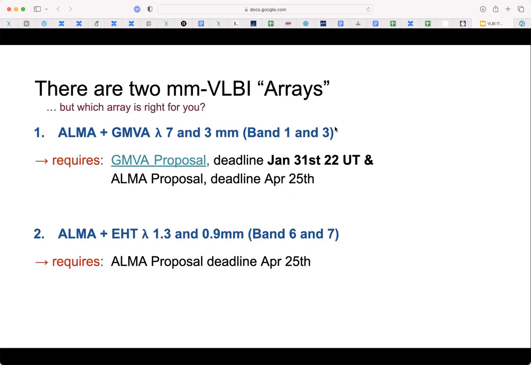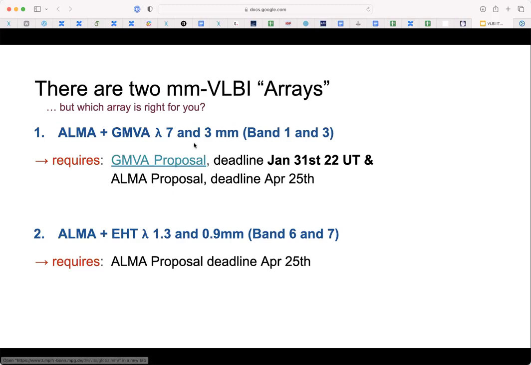So if you're using band 1 and band 3, these are the ones that are currently available, you will be joining the GMVA observations with ALMA, and if it's band 6 and band 7, you will be joining the EHT. And only those 4, as already mentioned by Kazi as well, are available at the moment. However, I say only those 4, but they're actually growing as well, because band 1 was a recent addition, as was spectral line last year.